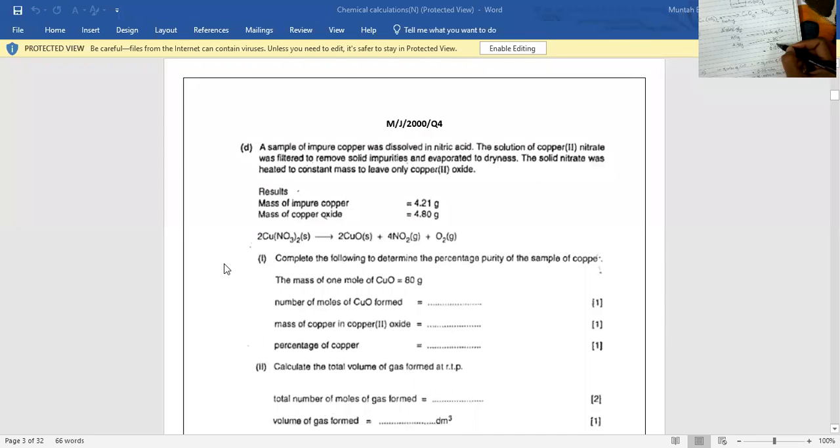These questions are so easy. They have even given you the molecular mass themselves. They don't want you to calculate it. They have given you the molecular mass of copper oxide, which is 80. You simply divide 4.8 by 80 with the calculator and you get 0.06. So that is the answer. This is the number of moles of copper oxide. Now, what is the mass?